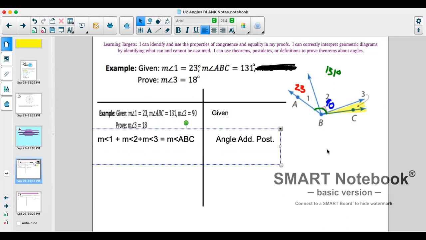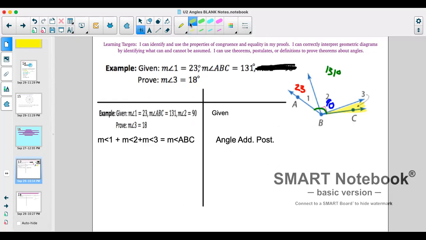Okay. Now from there, the only other things that I have are what's given to me. So just like we do in almost every other proof, I'm going to take what's given to me and I'm going to substitute it in. So instead of the measure of angle 1, I'm going to substitute in 23. Instead of measure of angle ABC, I'm going to plug in 131. Instead of measure of angle 2, I'm going to plug in 90 degrees. And look at when I do that, the only thing left is the measure of angle 3, and that is what we are trying to prove.